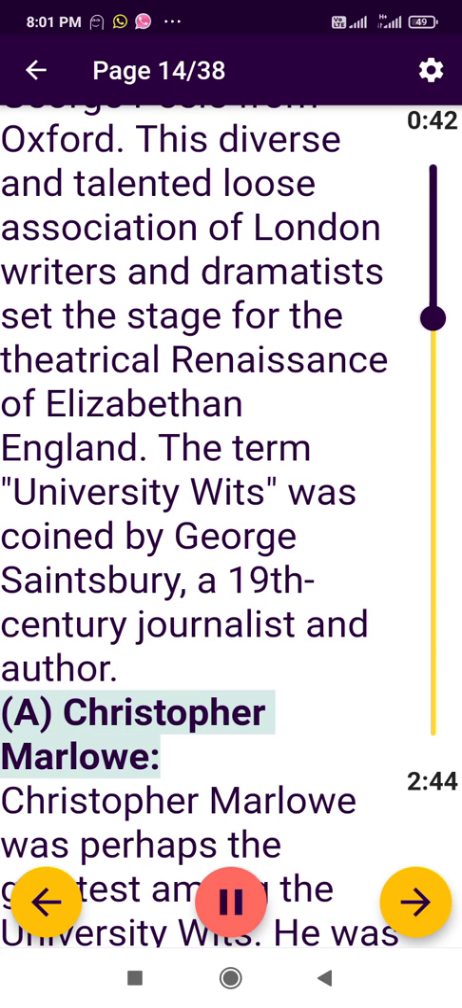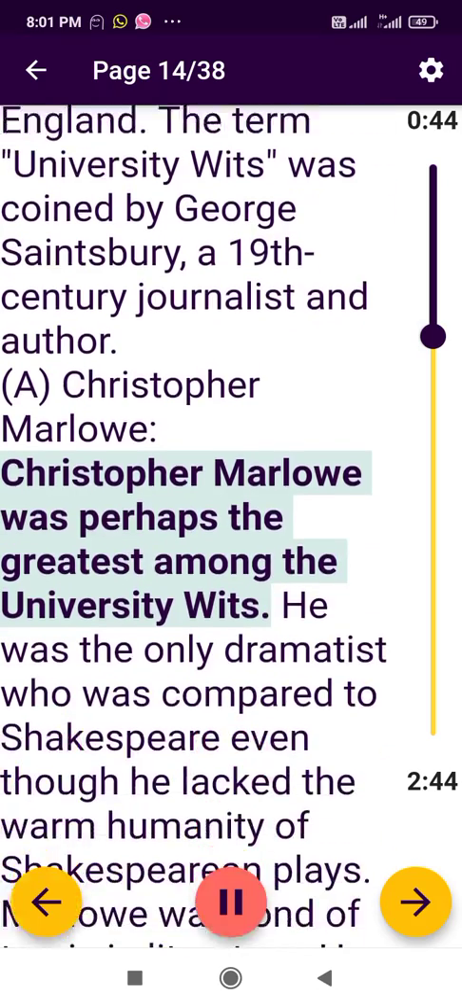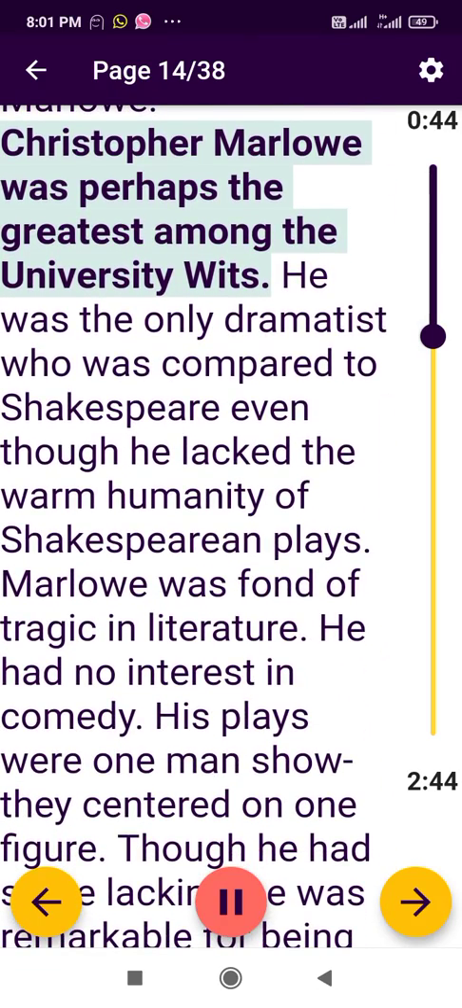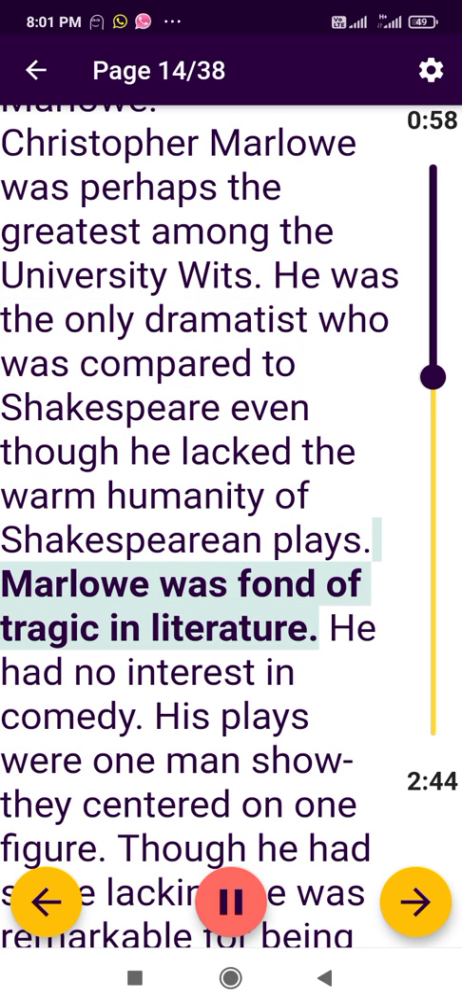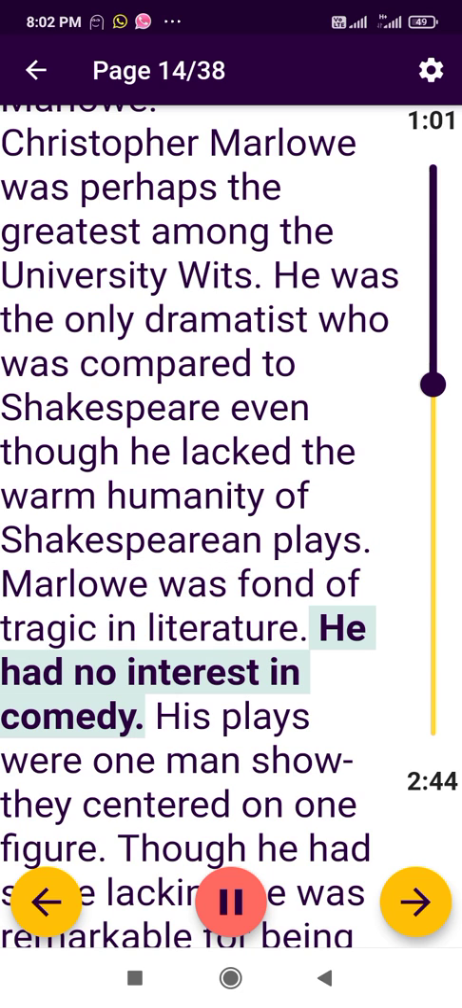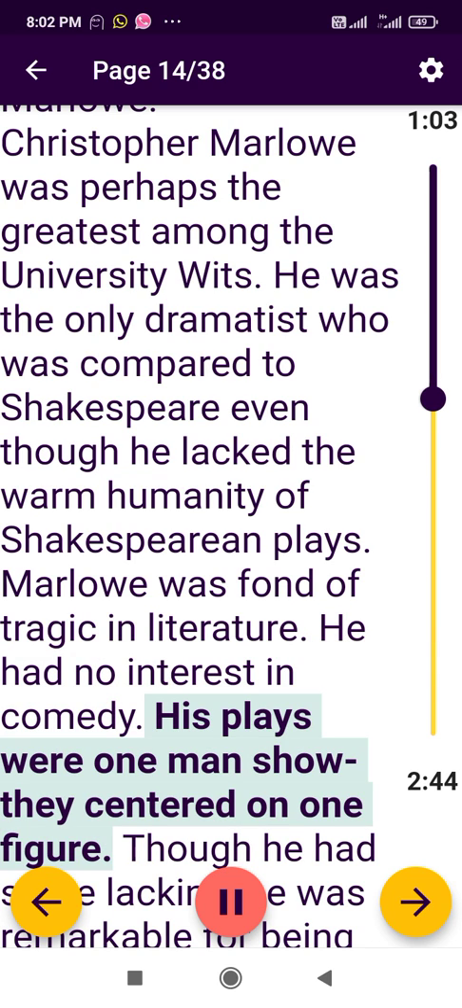Christopher Marlowe. Christopher Marlowe was perhaps the greatest among the university wits. He was the only dramatist who was compared to Shakespeare even though he lacked the warm humanity of Shakespearean plays. Marlowe was fond of tragic in literature. He had no interest in comedy. His plays were one-man shows, they centered on one figure.